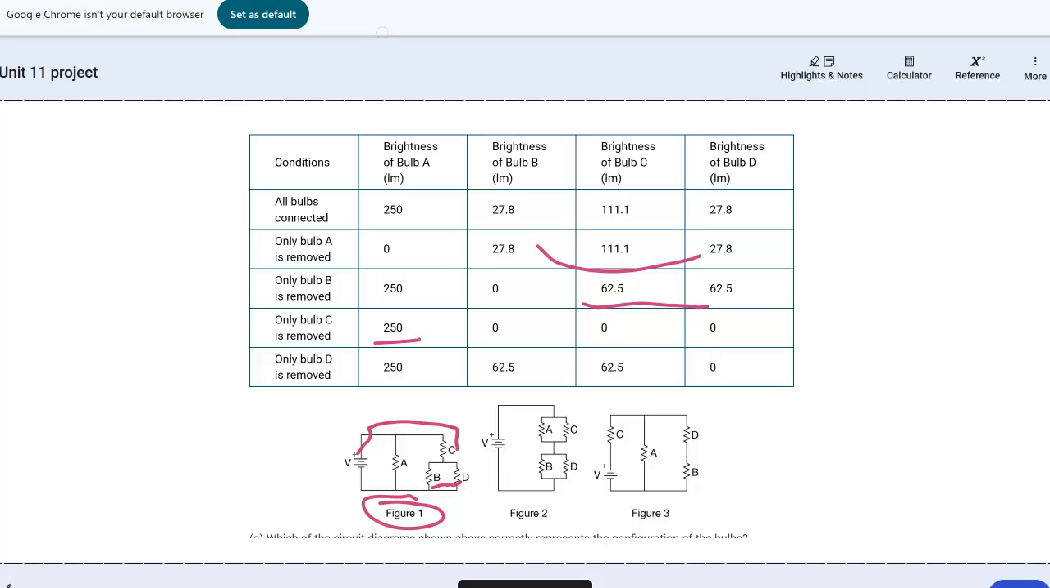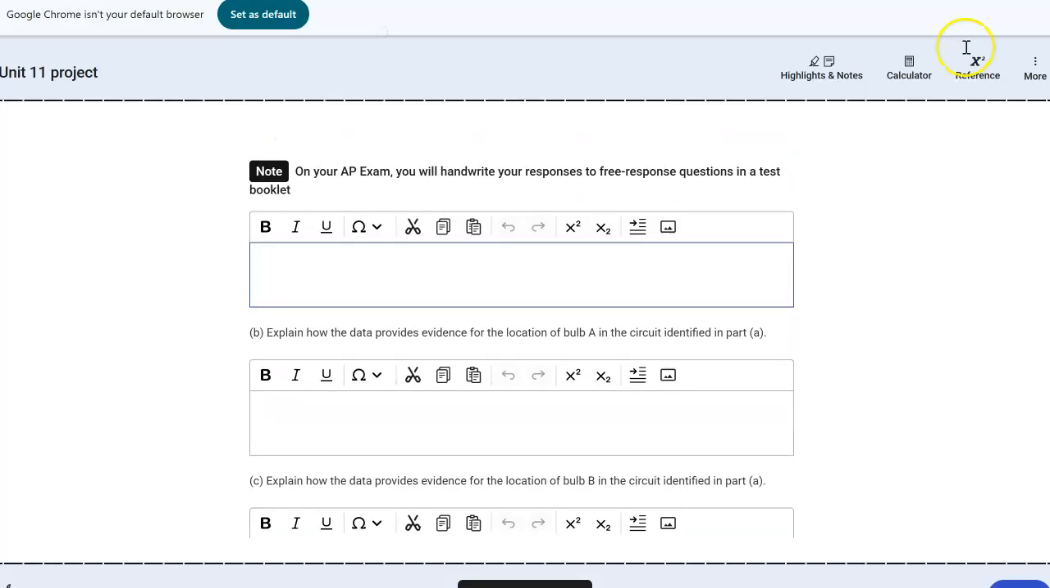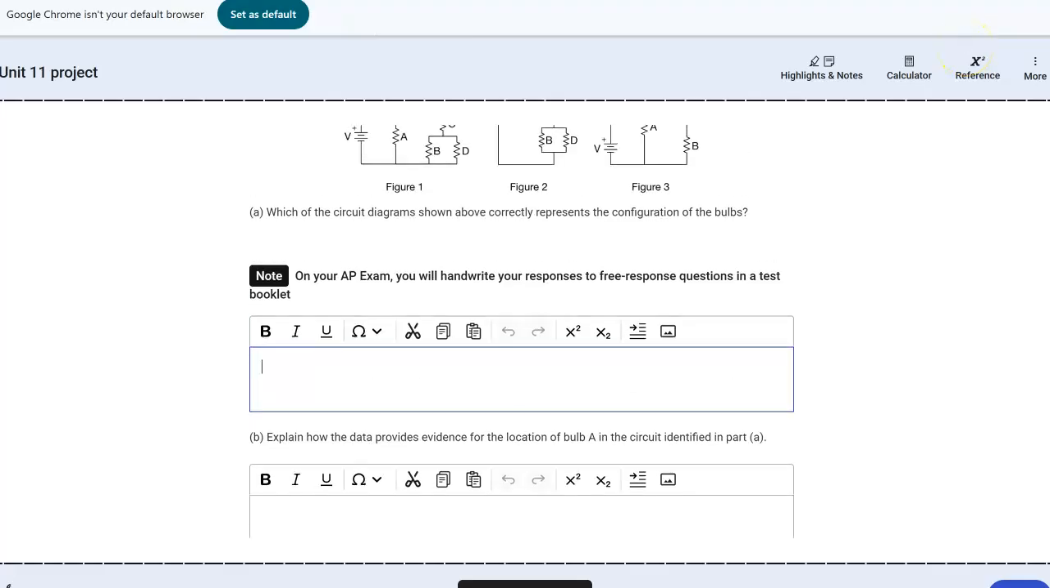And we know it's not figure 3 because when you remove bulb D, if it was figure 3, then B should go to nothing, but it doesn't. So we're confident that it's figure 1. And even though I just explained it, since it doesn't say explain, we don't have to write it. Just say figure 1.